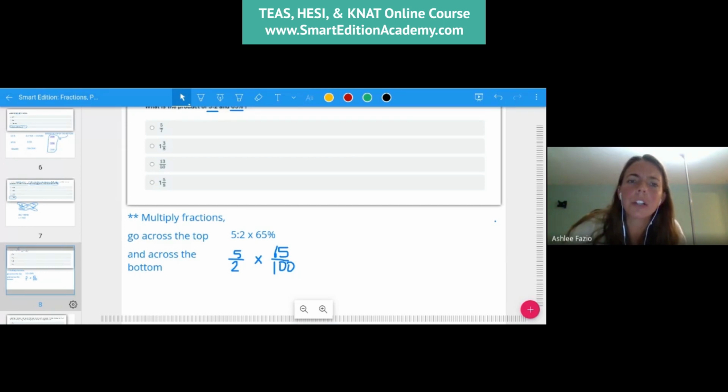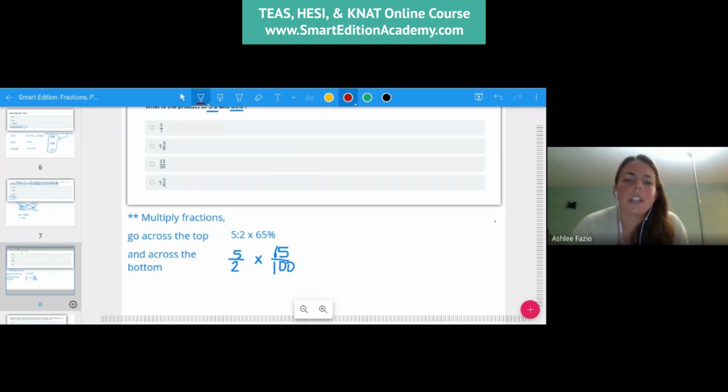Let me just change my color real quick, because this is a strategy I love to use when I am multiplying fractions, especially because I'm probably going to need to simplify by looking at my solution. So even if you think you know how to do this, just stay with me for a moment, and we're going to try to see if we can simplify before we multiply. Okay, simplify before we multiply.